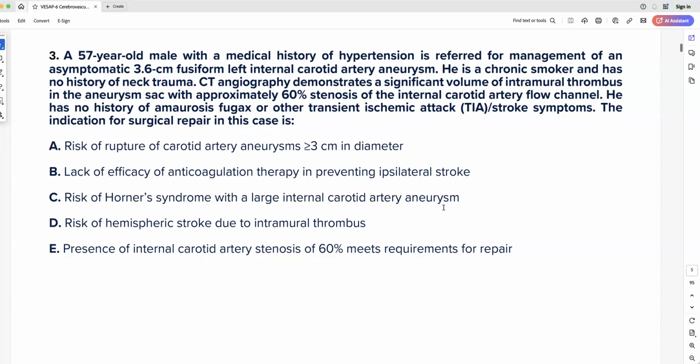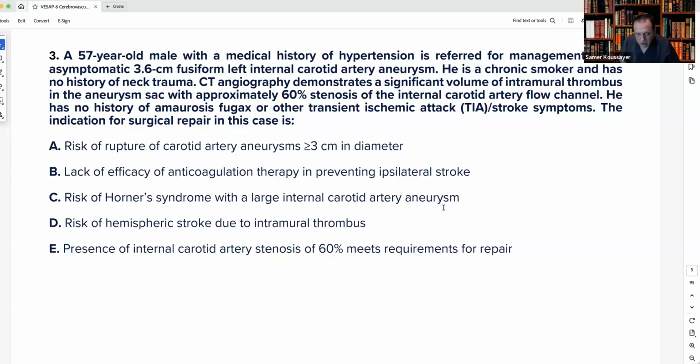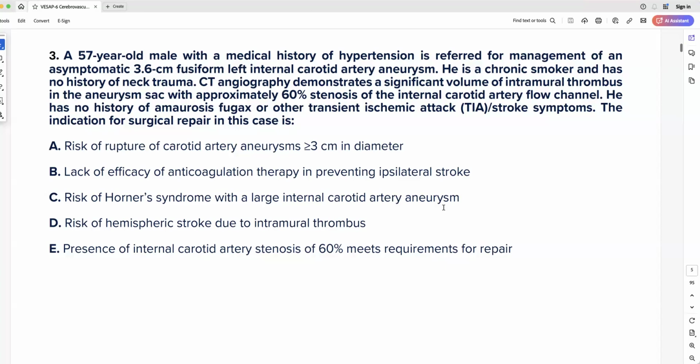So C, risk of Horner syndrome with a large internal carotid artery aneurysm. It could be there is a risk, but it's not the indication for repair in this case. And usually we don't see Horner syndrome with this. Horner is more sympathetic nerve, so if the aneurysm is large, it compresses more on the cranial nerve than the Horner sympathetic. So, no risk.